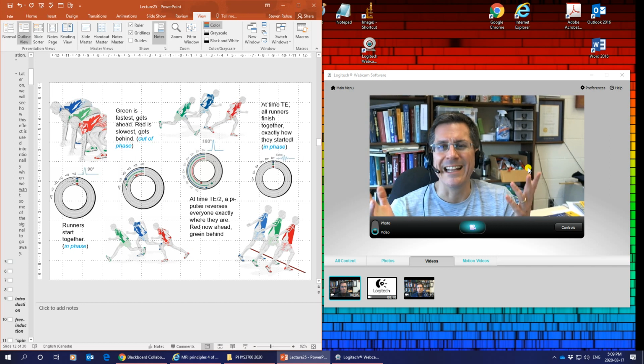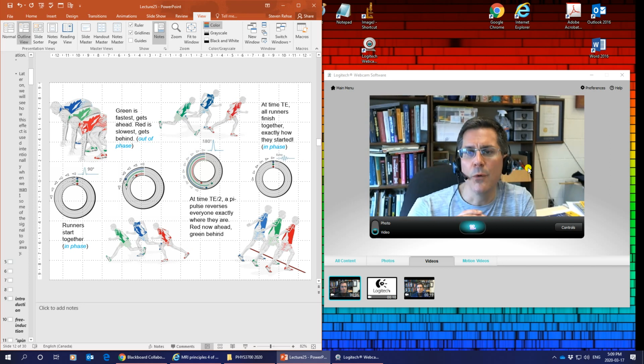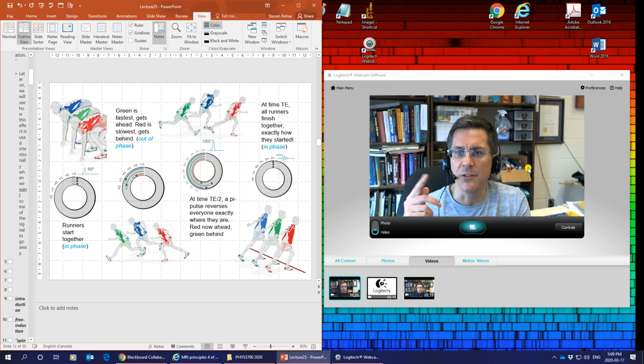All right, so hopefully that analogy makes some kind of sense to you. Again, I don't quite know exactly what mental picture you have to have in your mind. I think this picture of the runners on the track is not at all a bad example, but you saw the animation of the spins flipping around. Just remember the things that were behind catch up to the things that were ahead only after you apply the pi pulse.